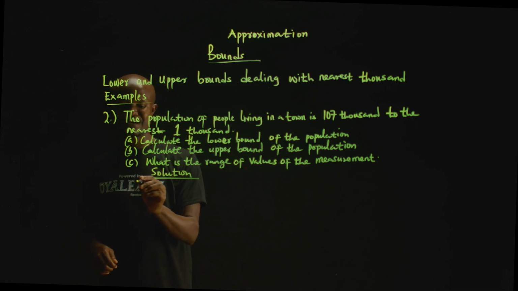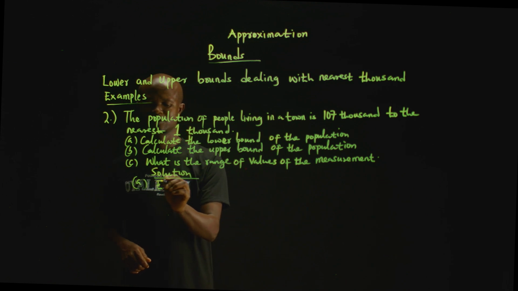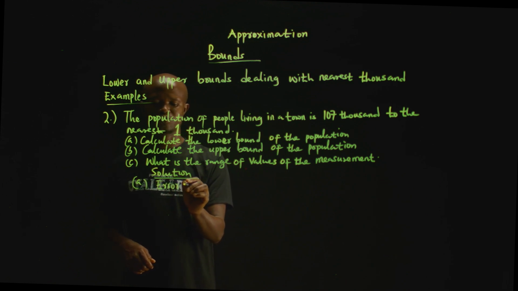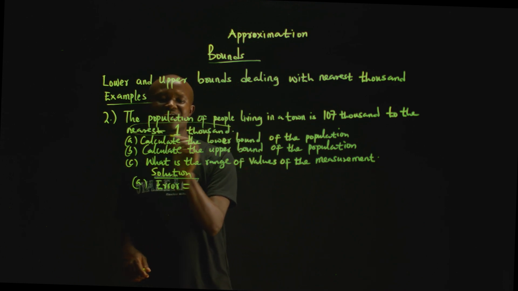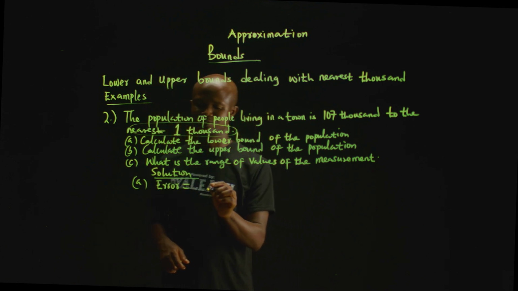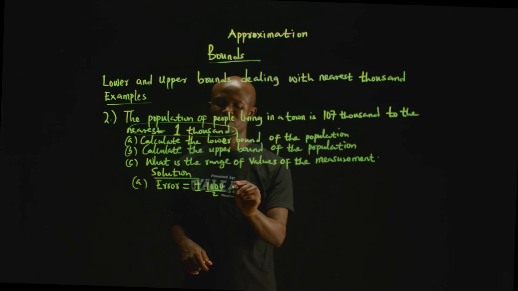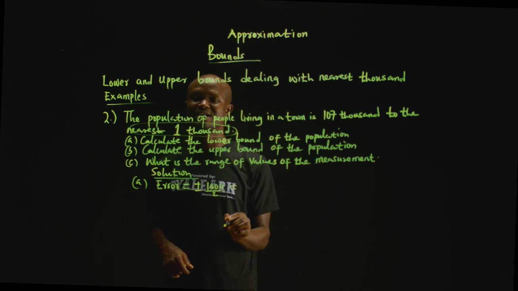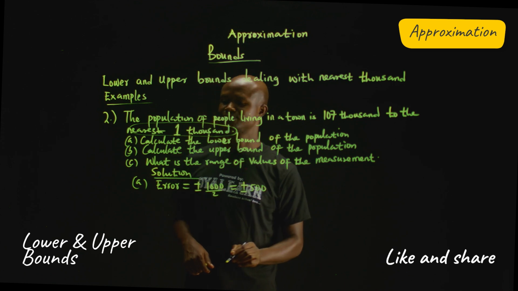The first thing to determine is the error. The error equals to what? We can see nearest 1,000. So we are plus or minus 1,000 divided by 2. Then we have 1,000 divided by 2, that's 500. So we are plus or minus 500.